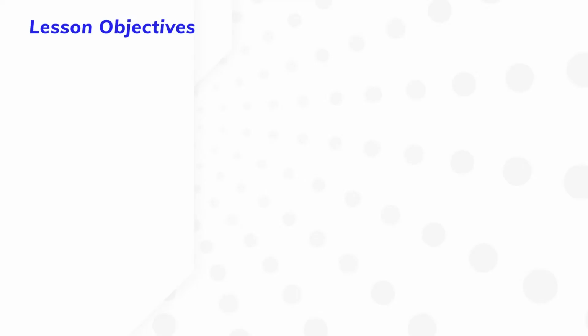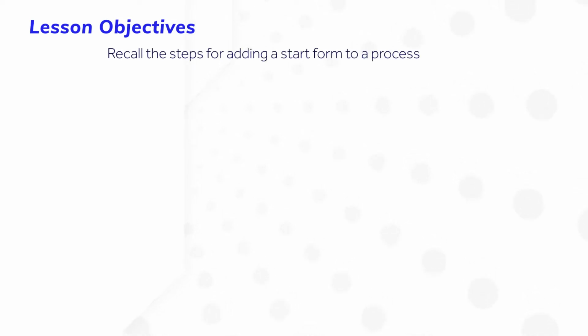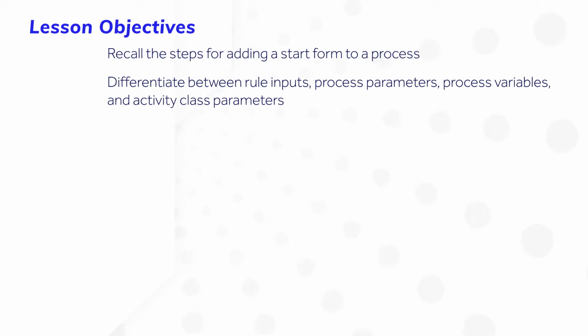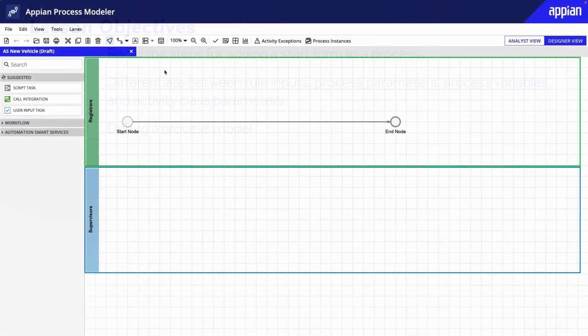After completing this lesson, you will be able to recall the steps for adding a start form to a process, differentiate between rule inputs, process parameters, process variables, and activity class parameters, and debug a process model.